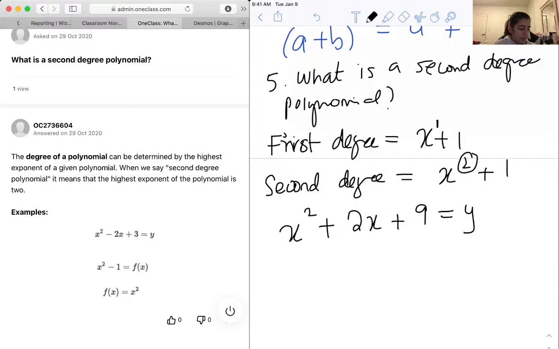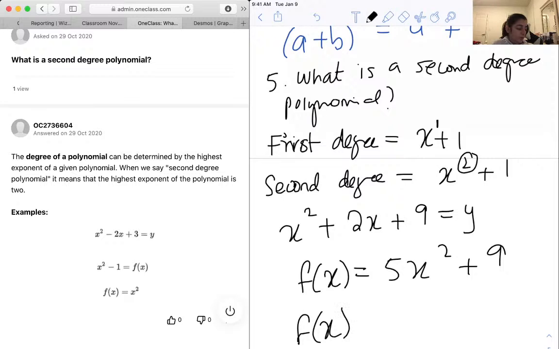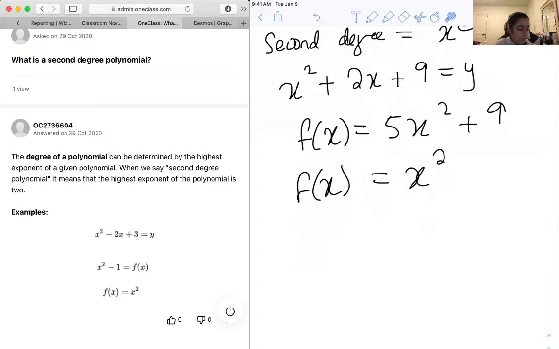Another example could be, I don't know, f of x is equal to 5x squared plus 9. Or as simple as f of x is equal to x squared. Those are all second degree polynomials.